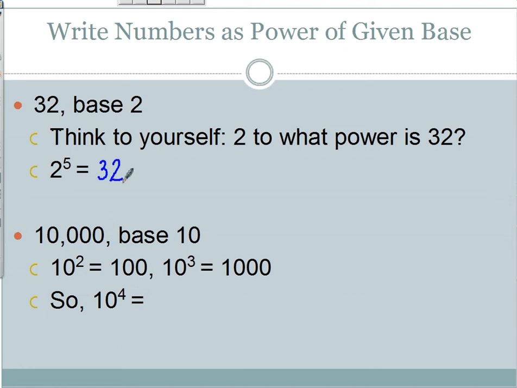10,000 with base, writing it with base 10, right? So we go through and we think to ourselves, let's say 10 squared is 100, 10 cubed is 1,000, and we start to remember that little rule, right? That the exponent is the same as the number of zeros after the 1, right? So that means that it's going to be 10 to the fourth that equals 10,000. So writing it as a power, you'd write base 10 raised to the fourth power.